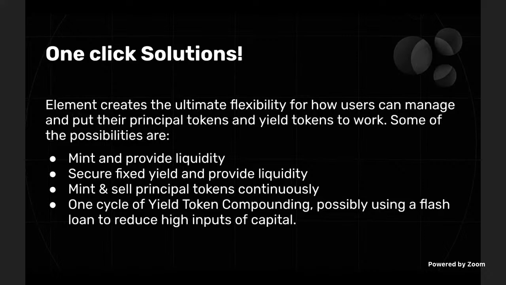The more kind of challenging ones would be minting and selling principal tokens continuously, very similar to what I just described earlier with yield token compounding. And then the last one would be a product that just does one cycle of yield token compounding and possibly using a flash loan to reduce the high input requirements of capital on many users that can't afford it.